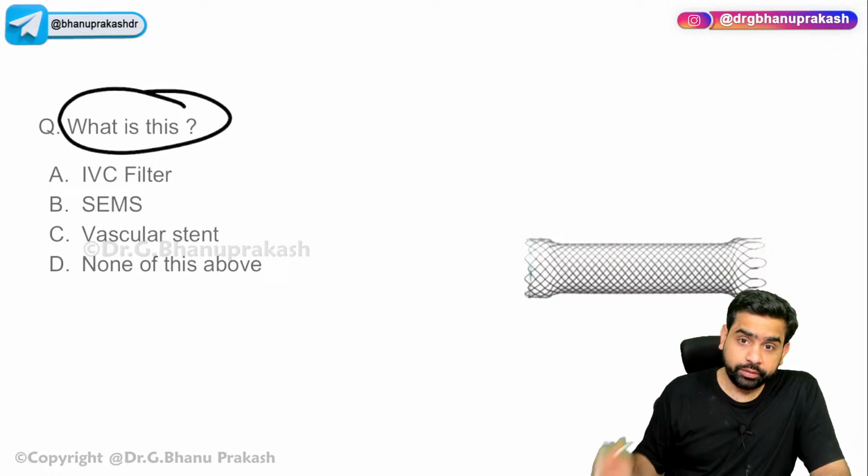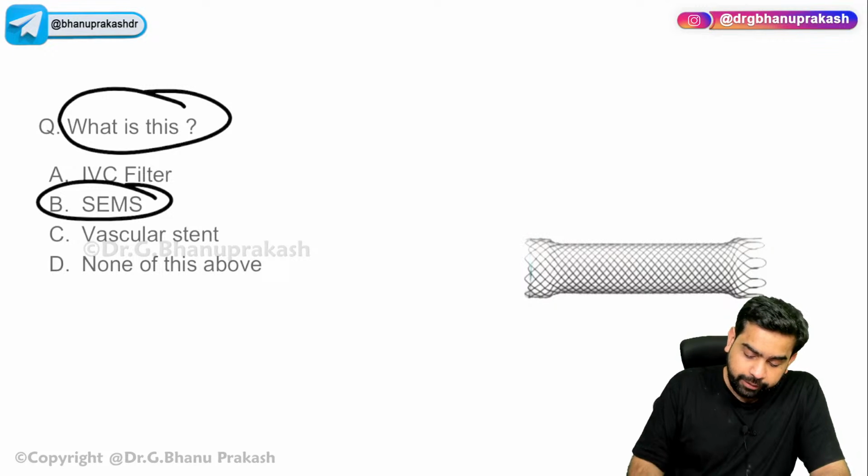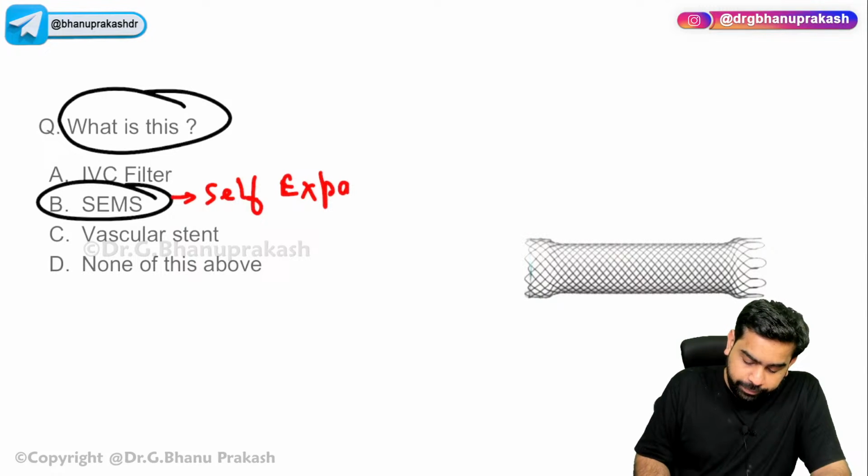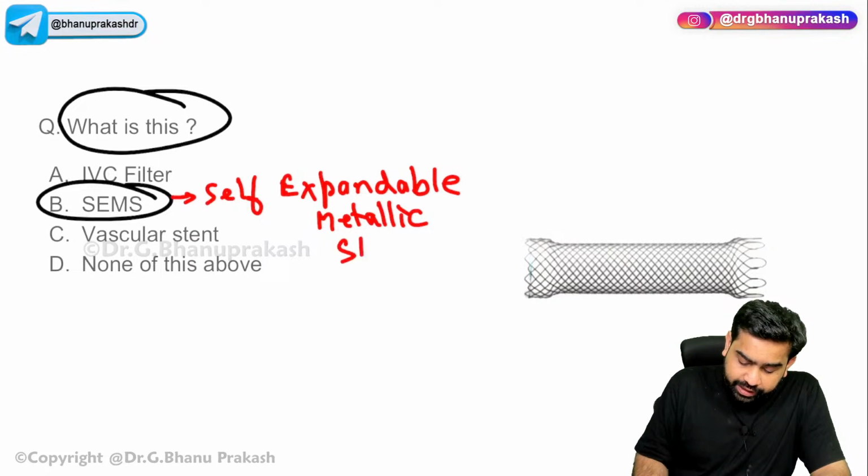What are you basically seeing over here? What is this particular stuff? So this is your SEMS. What is this SEMS? This is your self-expandable metallic stent. Okay, so what is this? This is a self-expandable metallic stent.